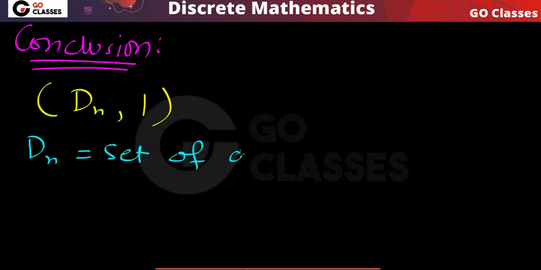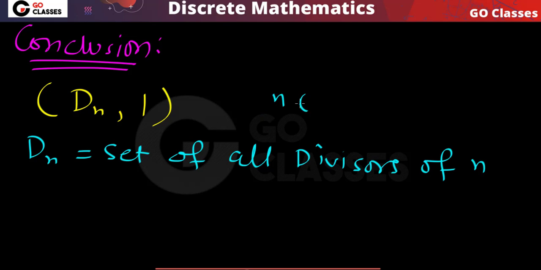So let's see the conclusion for D_n with divisibility. Here remember what this D_n is. First of all, you understand this D_n. This D_n is basically the set of all divisors of n, where n is some natural number.